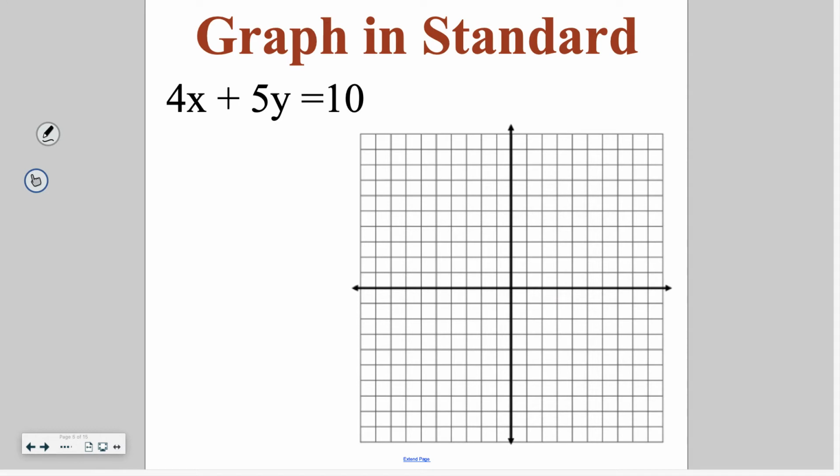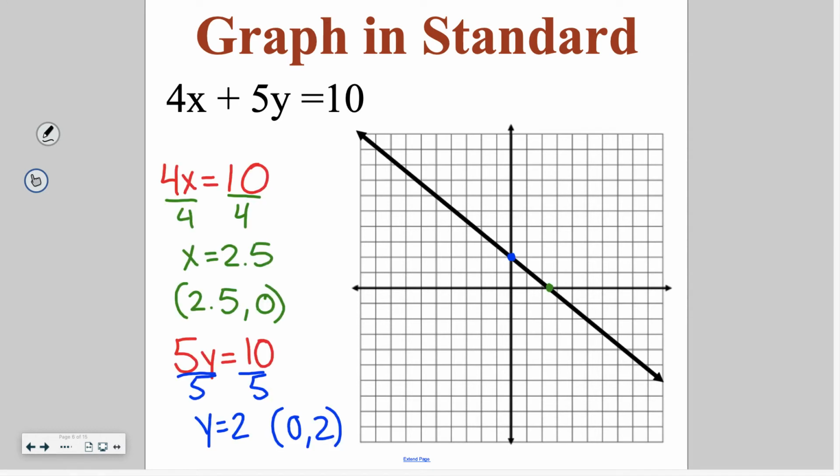Go ahead and try this one on your own. When you solve for x, you end up with 2.5. So that's that first green point. When we solve for y, we end up with an answer of 2. That's that blue point. Connect them with our straight line.